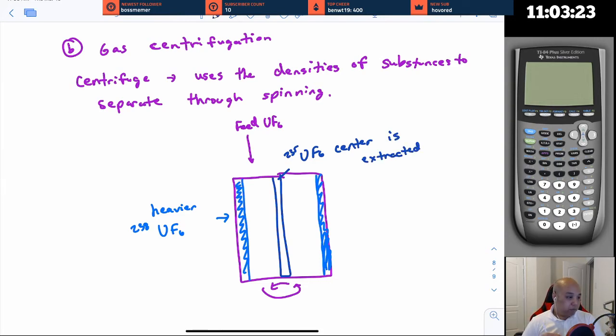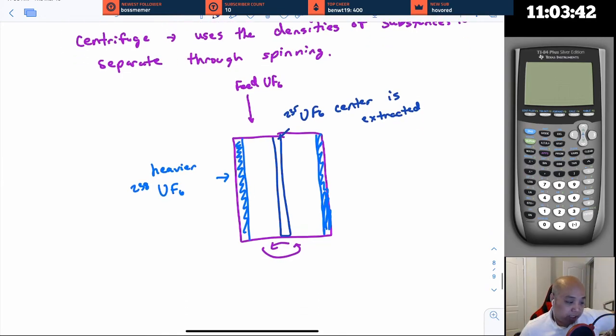Okay. So you spin it really, really fast. The U238 gravitates toward the outside because it's heavier. The U235 stays slightly more in the center. We extract, we recycle, keep doing it over and over again until it is separate.